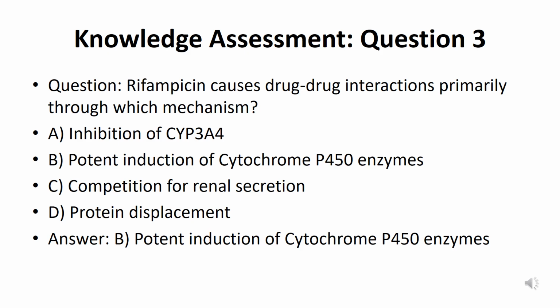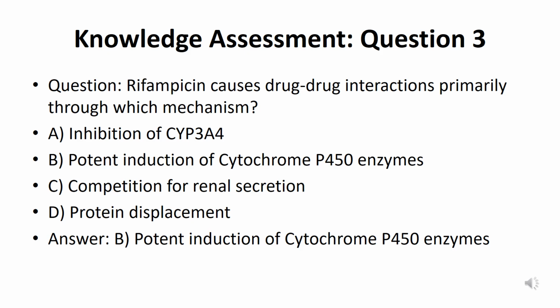Think of these enzymes as the body's chemical processing factories. Their job is to break down and eliminate medications from the bloodstream. When rifampicin stimulates these enzymes, the factories begin working much faster than normal. As a result, many medications are metabolized more rapidly and cleared from the body sooner. This often causes drug concentrations to fall below therapeutic levels. When drug levels decrease, treatment effectiveness may also decline. This interaction can have significant clinical consequences.